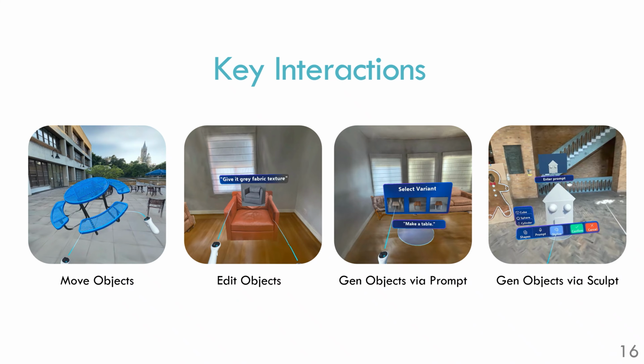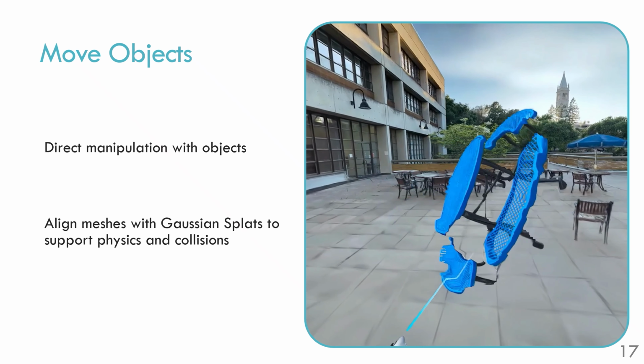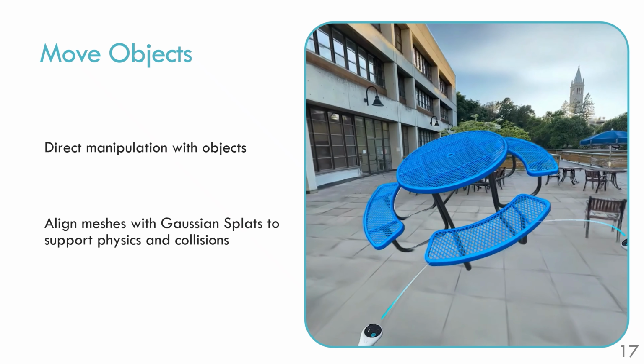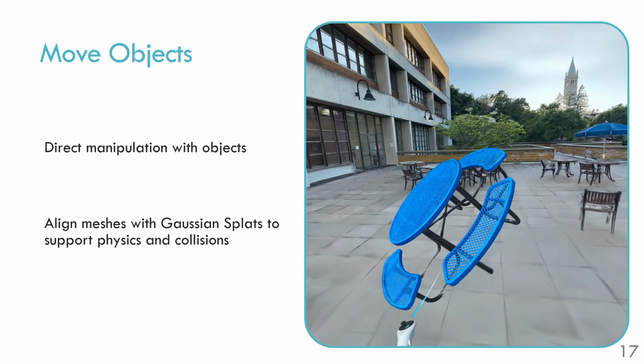We introduced the key interactions for editing and generating objects. Traditional tools are incompatible with these new representations, and existing approaches either lack real-time feedback or don't provide intuitive controls. We developed interaction techniques by analyzing limitations of emerging 3D representations and focusing on natural language prompts and multimodal inputs. With VR controls, users can position, rotate, and scale radiance field objects with direct manipulation. We align meshes with Gaussian splats to enable physics and collisions.